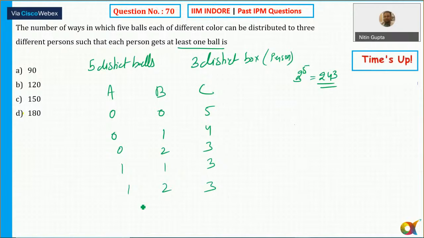And which 2 cases I need to consider? The last 2 cases, because it says each person get at least one ball. So none of the box is empty. So I can't consider the first 3 cases. That will be ruled out. So you can make the cases because the numbers are small.